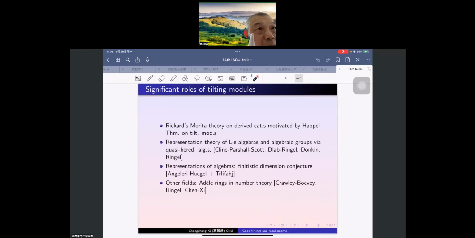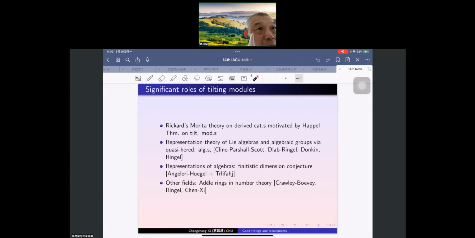Maybe we can simply recall some facts in the history. Rickard's Morita theory on derived categories, this, in fact, is motivated by extending Happel's results to the general case.